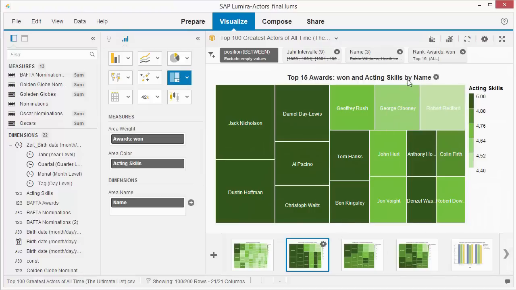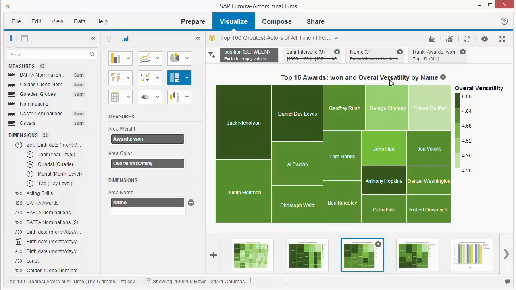The next picture shows us the acting skills for the top 15 award winners, as Peter wants to focus on the top 15 award winners only. As you can see, the first 5 all have an overall acting skill of 5.0.